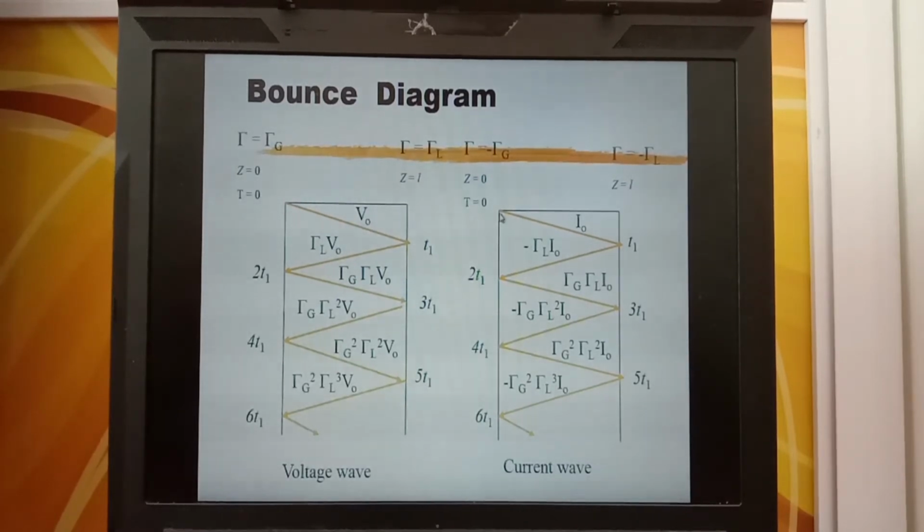We can do the same for the current. As I said earlier, we just replace V0 with I0 and rho L with negative rho L, rho G with negative rho G.